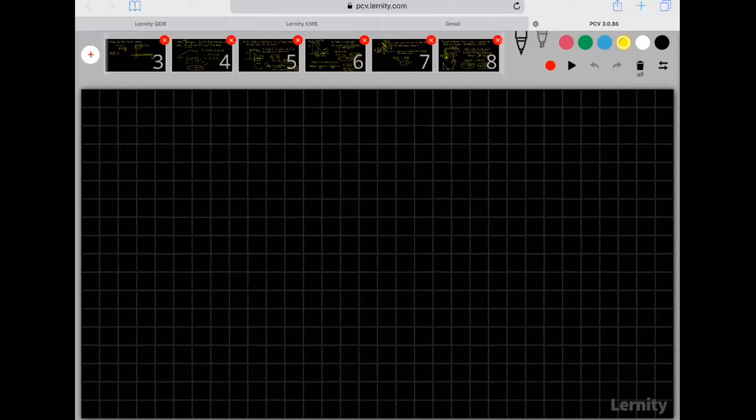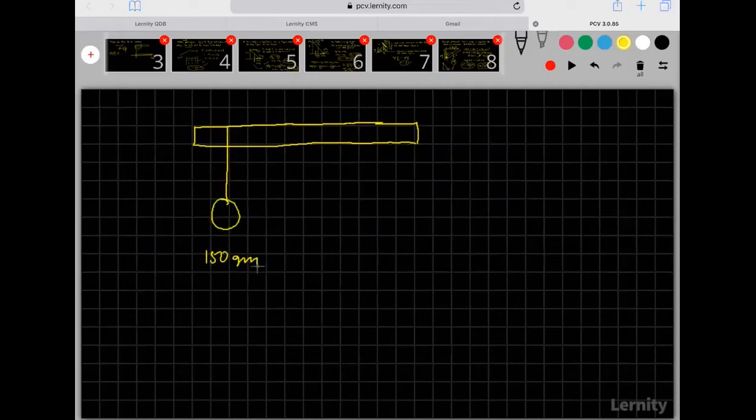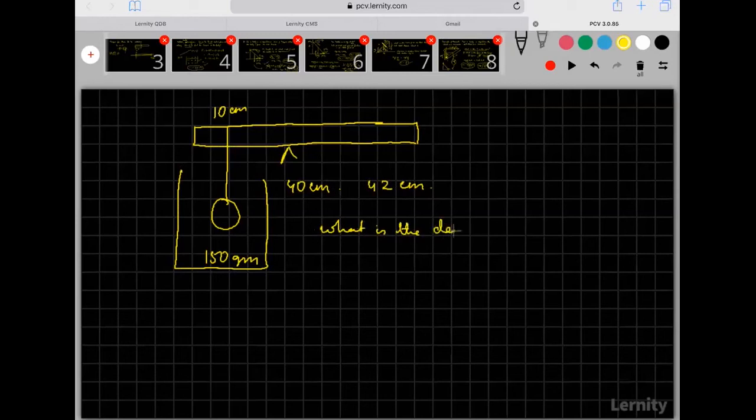Okay, I will give you another question here. There is this meter scale. This is a different question. I put a 150 gram weight at the 10 centimeter mark. The balance was happening at 40 centimeters. Now I immersed it completely in liquid, then balance happened at 42 centimeters. If this is m here, what is the density of the mass?